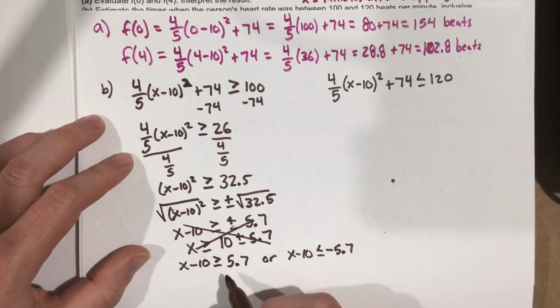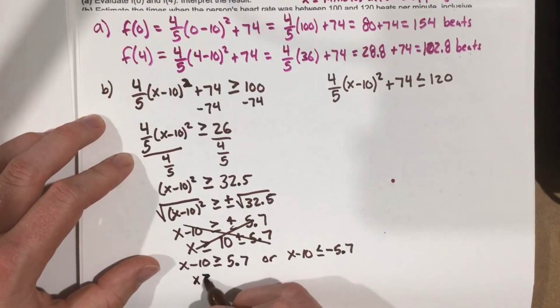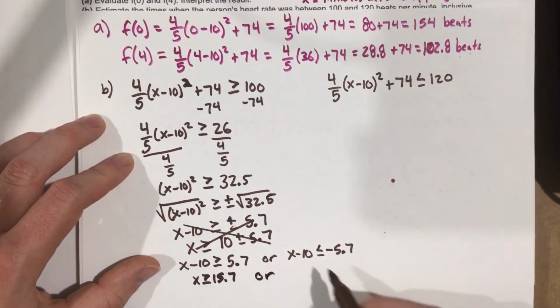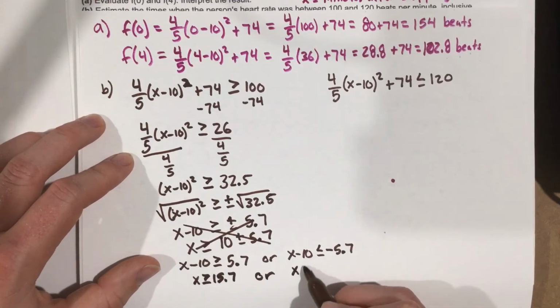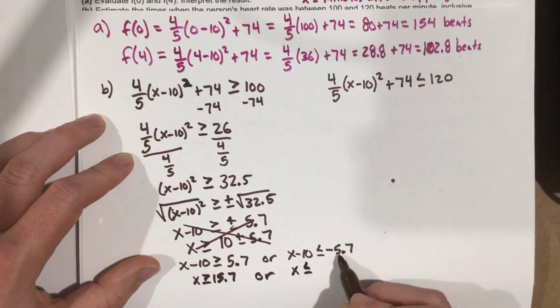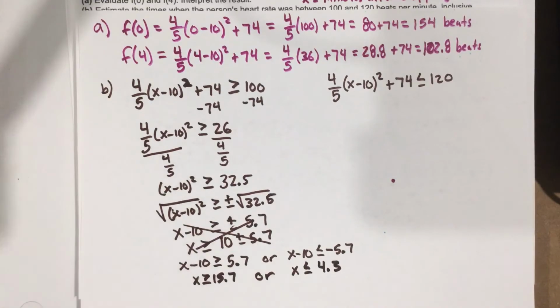I'm going to add the 10 over on this side. That's going to give you x greater than or equal to 15.7. Or add the 10 over, I get x less than or equal to, when I add 10 over, I get 4.3. Now, which of these makes sense for us?